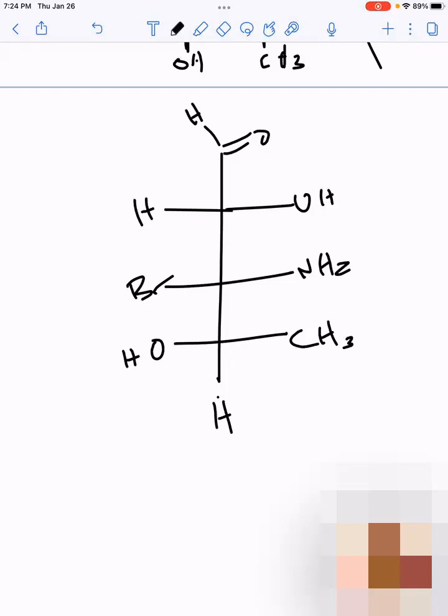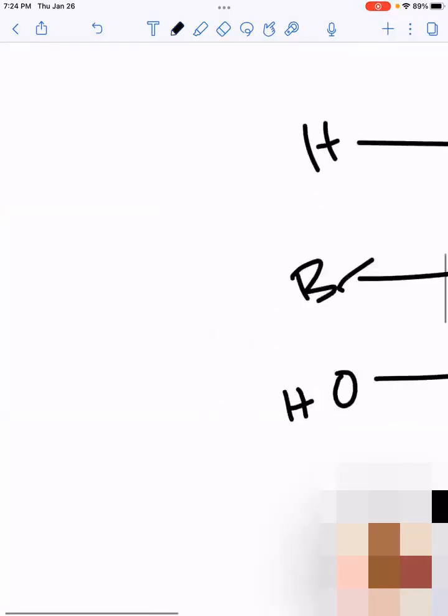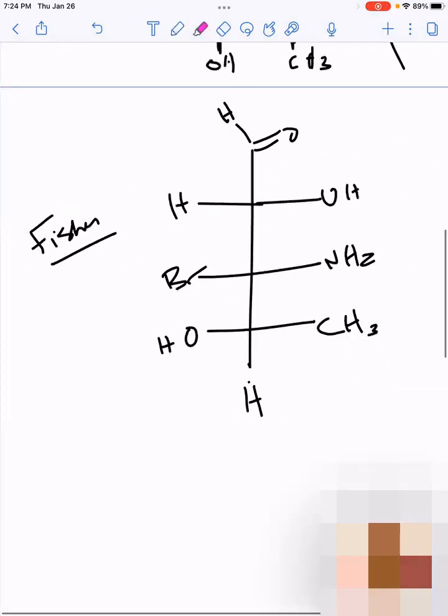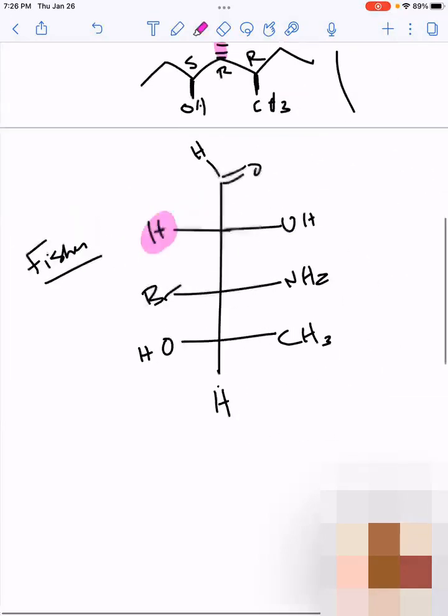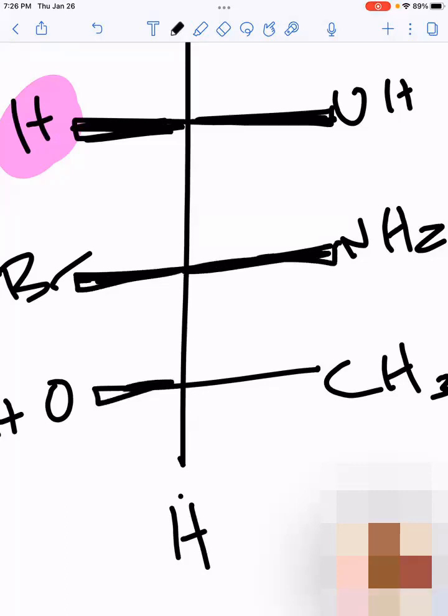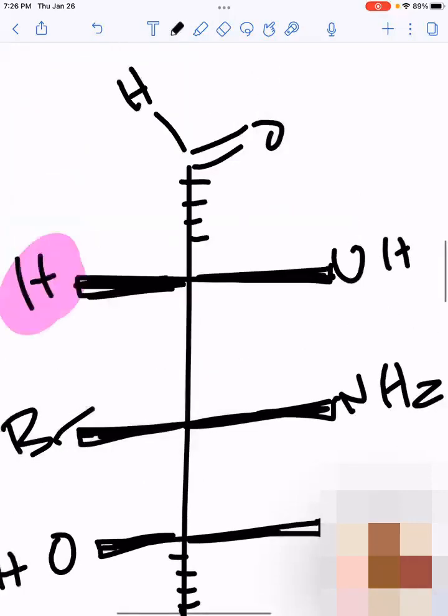All right, so for a Fischer projection, it's the same principle. If the OH is on a horizontal line like that, it's actually on a wedge. That's how these Fischer projections are. They're 2D images of a 3D structure, but anything on a horizontal line on a Fischer projection is a wedge, and anything that's vertical is a dash. So this is actually going back into the page, and so is this group right here.